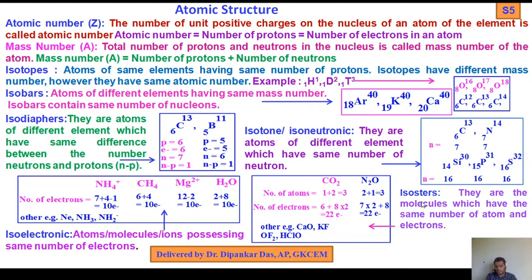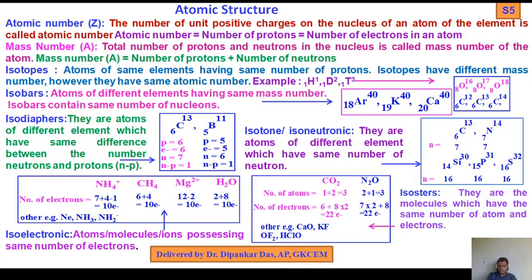Now come to isostar. They are the molecules which have the same number of atoms and electrons. So isostar means they are the molecules which have the same number of atoms and electrons. Same number of atoms and electrons, that is called isostar.